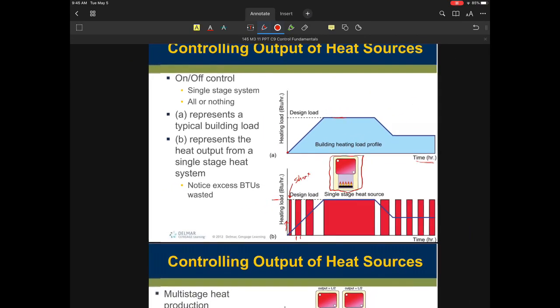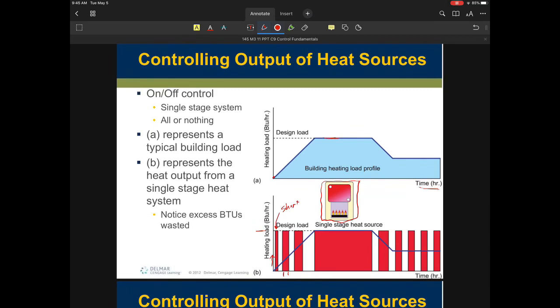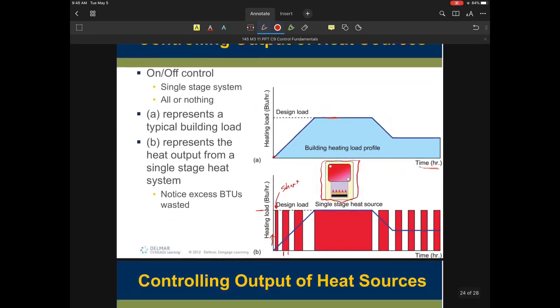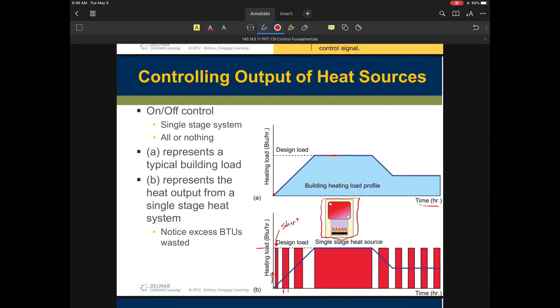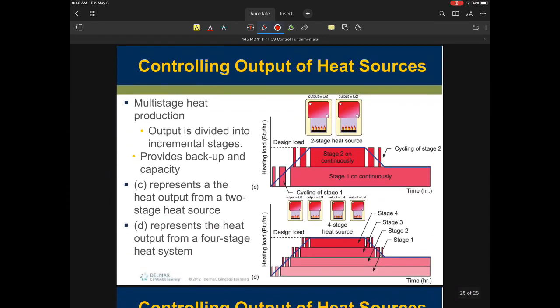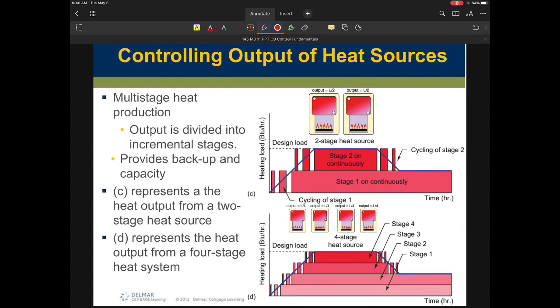where the boiler gave me the exact amount of BTUs that I need based on the building load. The reality is that just doesn't happen all of the time in most cases. So there's a lot of wasted energy in this type of control, but it's the simplest, and it's probably the most cost-effective in many systems or many applications. So we use that as my example for what a typical single-stage heating system would indeed do.